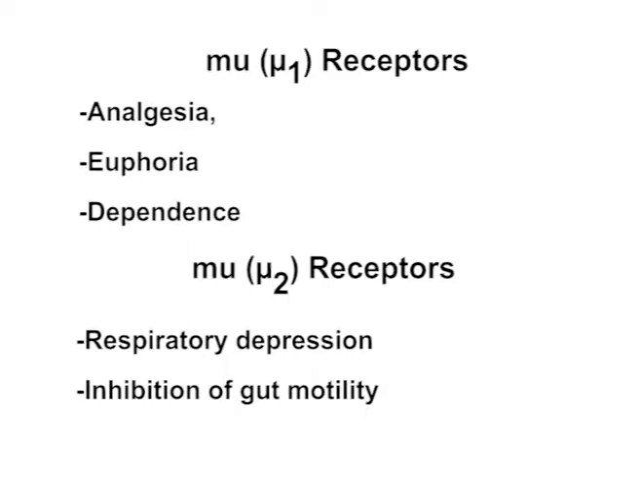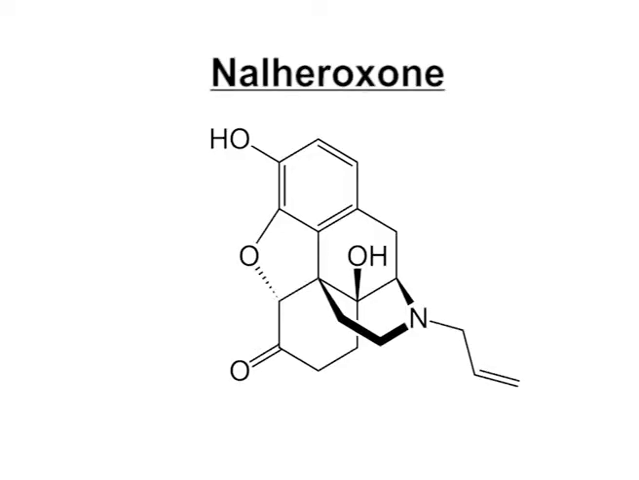The mu receptors are important and two subtypes are recognized. The mu1 receptors are associated with analgesia, euphoria and dependence, whereas mu2 receptors are associated with respiratory depression and inhibition of gut motility. Similarly, the opioid antagonists naloxone and naltrexone show a high selectivity for the mu receptor. Kappa receptors are responsible for analgesia at the level of the spinal cord.